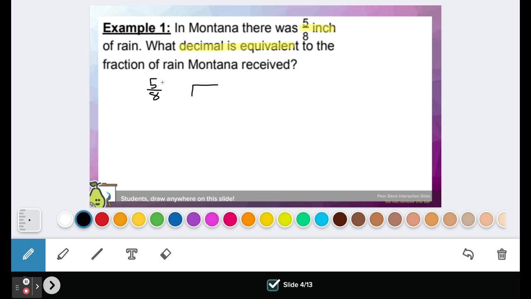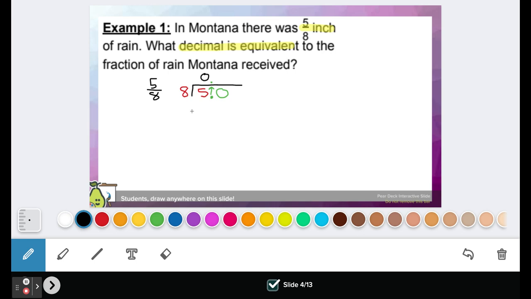Remember, my top dog 5 always goes inside the house. My 8 gets kicked out, so it has to be outside. Okay, so here, can 8 go into 5? Do I have an equal group? No. So I'm going to have to add my 0 right here. When that happens, remember, I need to add a decimal and another 0. So this decimal I need to bring up. I need to continue this division line.